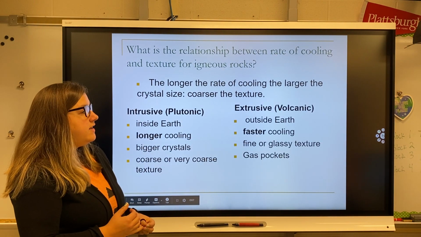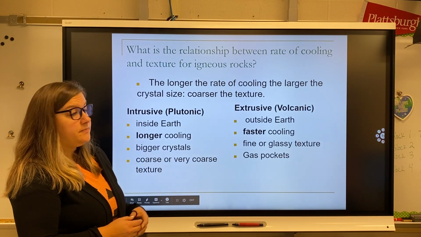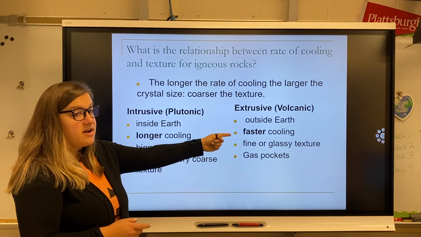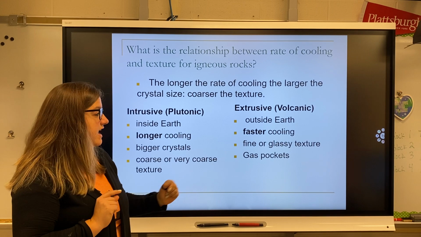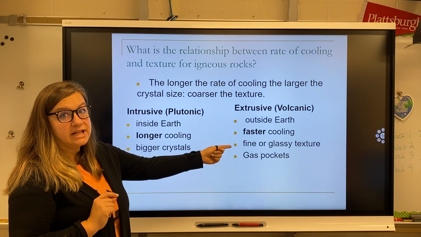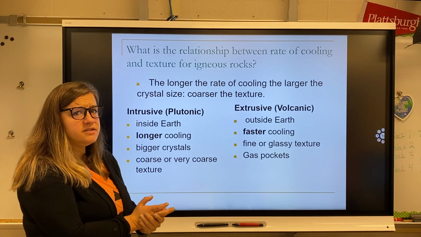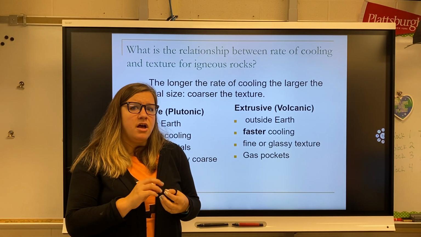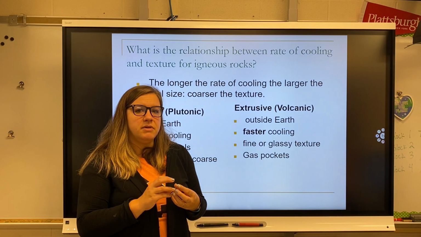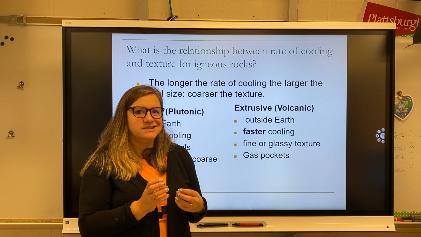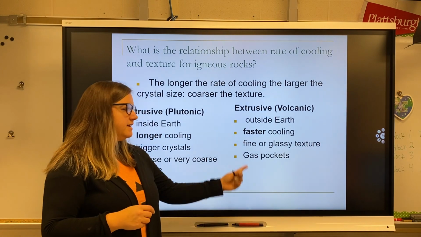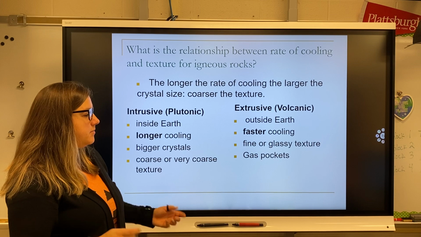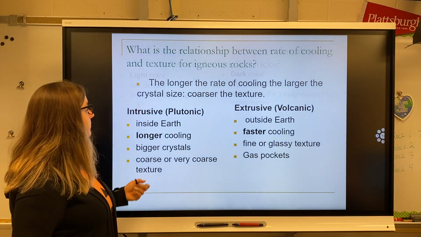Okay, then you have extrusive rocks, which are volcanic. They cooled on the exterior or the outside of the earth. They are faster cooling, and because they cooled so fast, they can be a fine or glassy texture, or they also can have gas pockets. Because sometimes the bubbles inside of them, it's bubbling so much that when it cools, the bubbles kind of get stuck and they pop. They actually make like these little gas pockets in it. And they're pretty cool to see. They're very teeny tiny. It makes the rock pretty light as well.